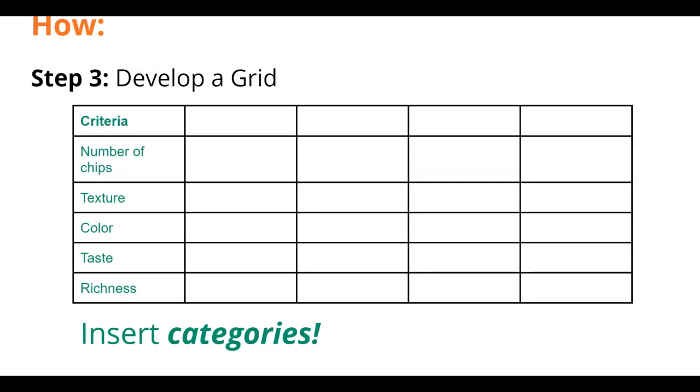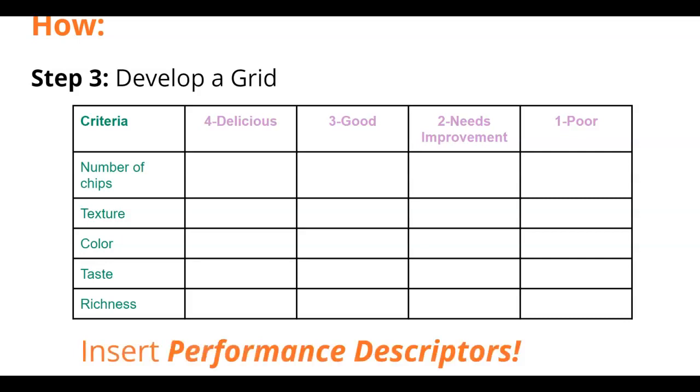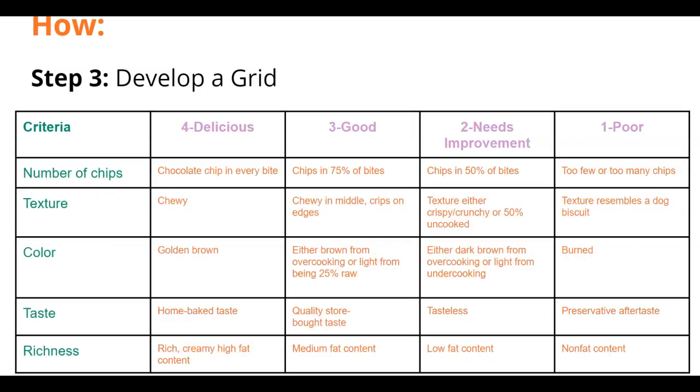Here we have the number of chips, the texture, the color, the taste, the richness. From there, we want to go ahead and insert our scores along the top. Here we have our range working from 4, which is the ideal, that's the goal, down to 3, down to 2, down to 1. And then we insert those performance descriptors. So we're able to judge and assess and evaluate which of these criteria students have met at which level of performance.